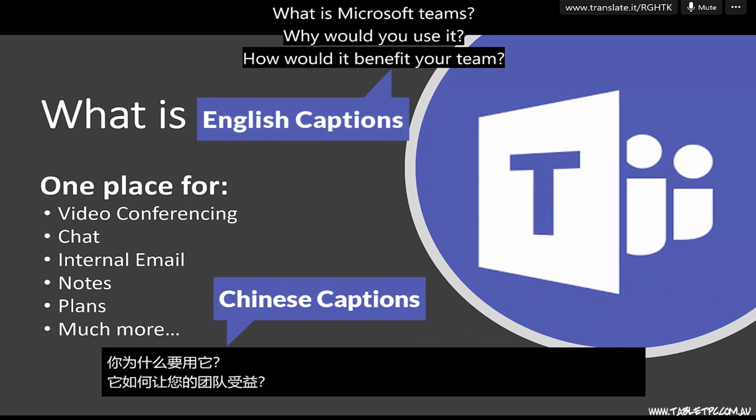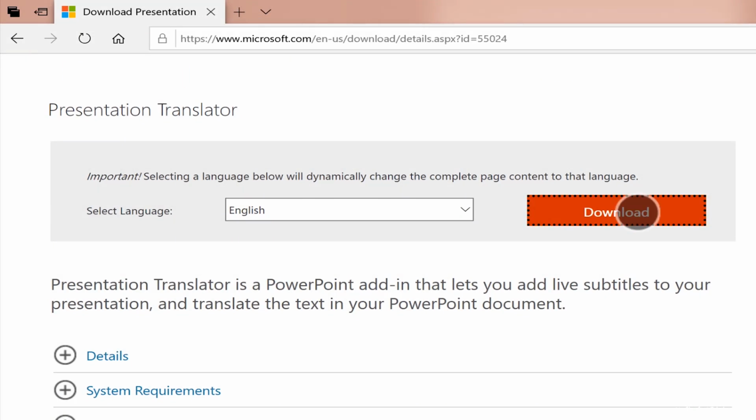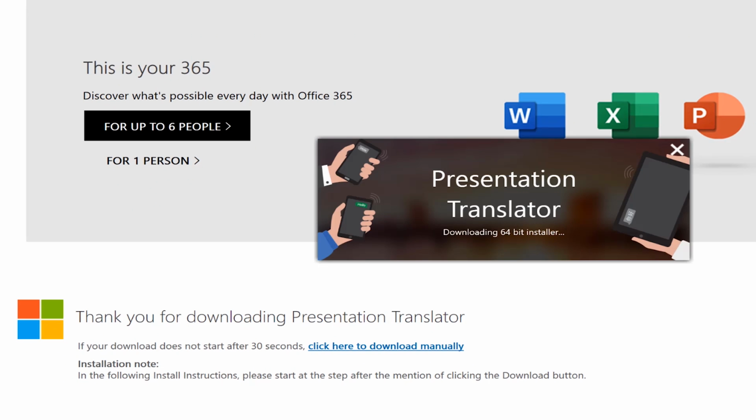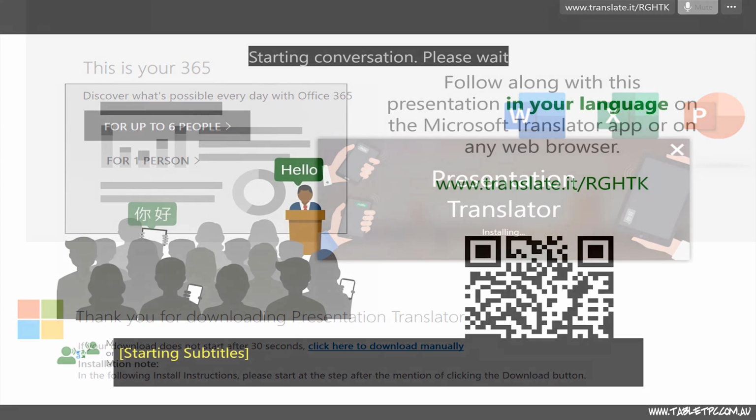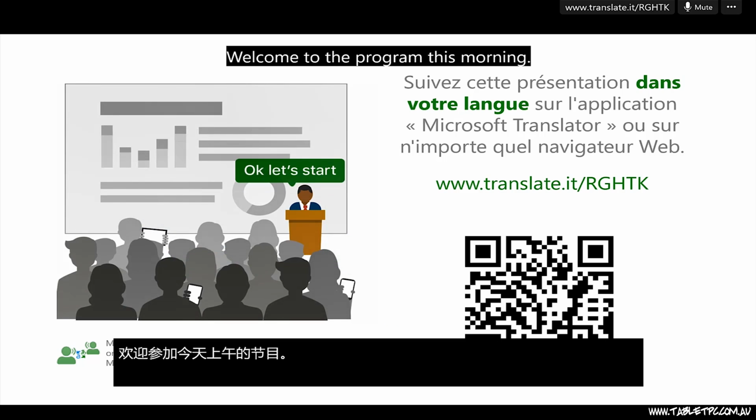What if I had people in the audience who spoke lots of different languages? There's an add-in for PowerPoint that you can download and install. It's called the Presentation Translator. And this add-in allows you to put up a QR code slide at the beginning of your presentation that people can scan with their mobile phones.